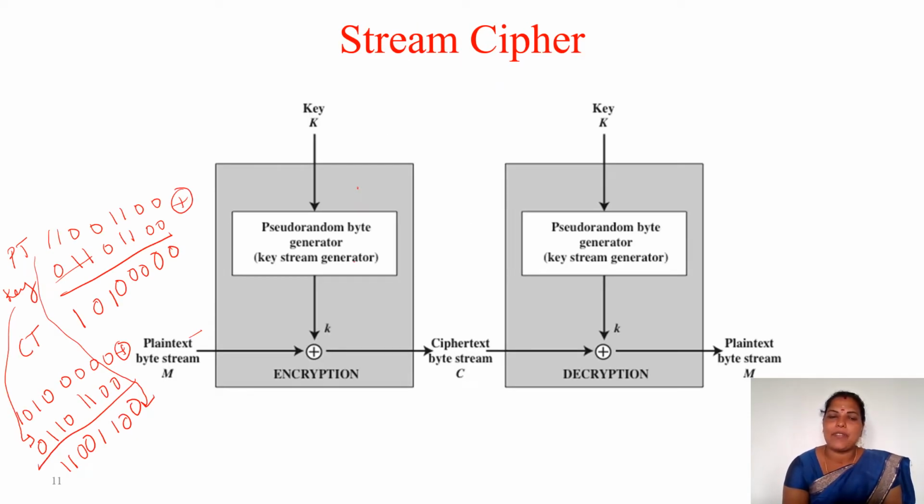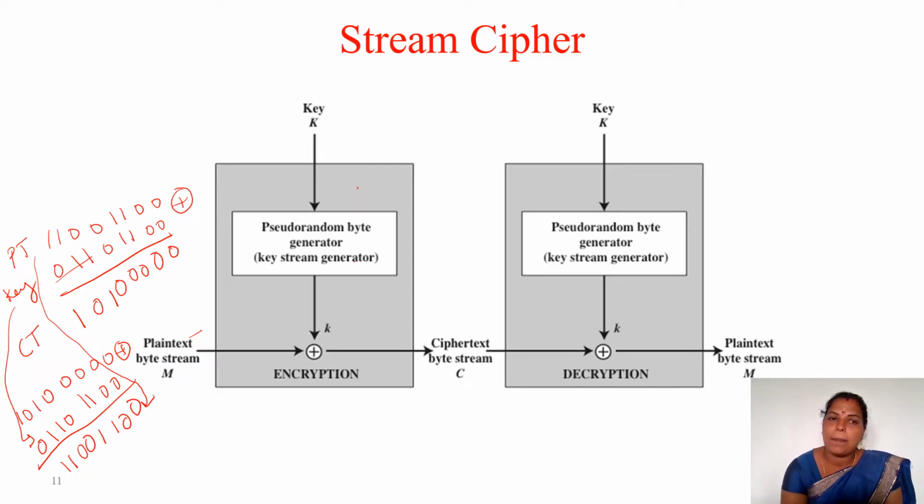Next is stream ciphers. We know how the stream cipher works. We are passing a key K, that is, the key is generated using a key stream generator. Then we are passing the plain text byte stream M, and we are XORing this plain text with the key K. Then we are getting a cipher text.